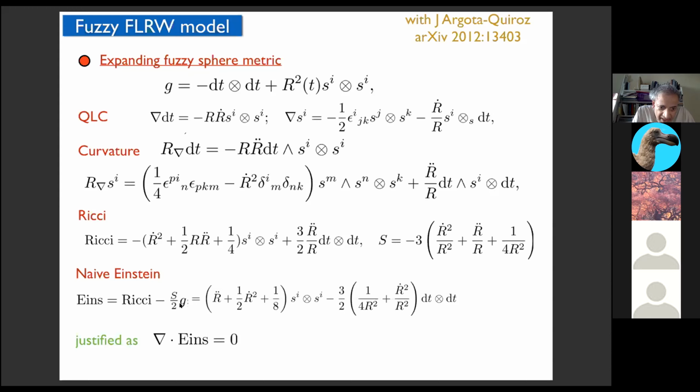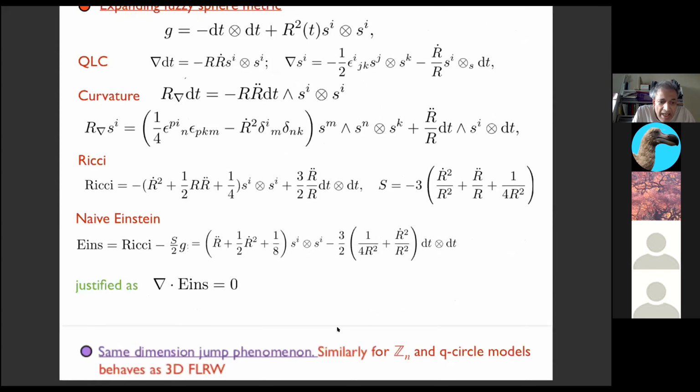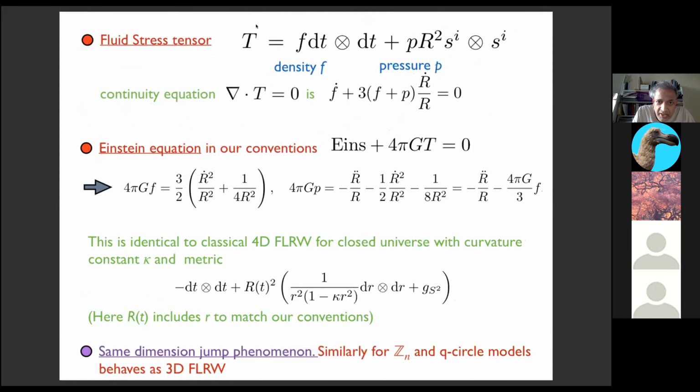So you'd write down the naive Einstein tensor, and you check that it is conserved. So that's sort of convincing. And then you do the same thing for the stress energy tensor. Again, we don't have a general framework, but you write down the stress tensor for a compressible fluid, pressure P, density F. And again, you can check that it's conserved. Well, you don't check, you impose that it's conserved. And that gives you a continuity equation, which is this.